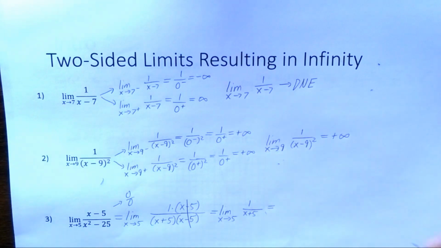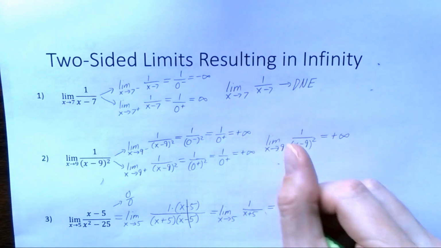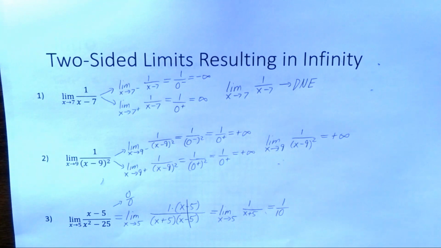Well, now plugging in, that gives 1 over 10. And in this case, that's a real number. That's the answer. We're done. So a key thing about this is just because the bottom is 0 does not necessarily mean it's going to equal infinity. You can still look to simplify in the cases where that's possible. It's not always possible. So that's the end of this lesson on infinite limits and limits resulting in infinity.